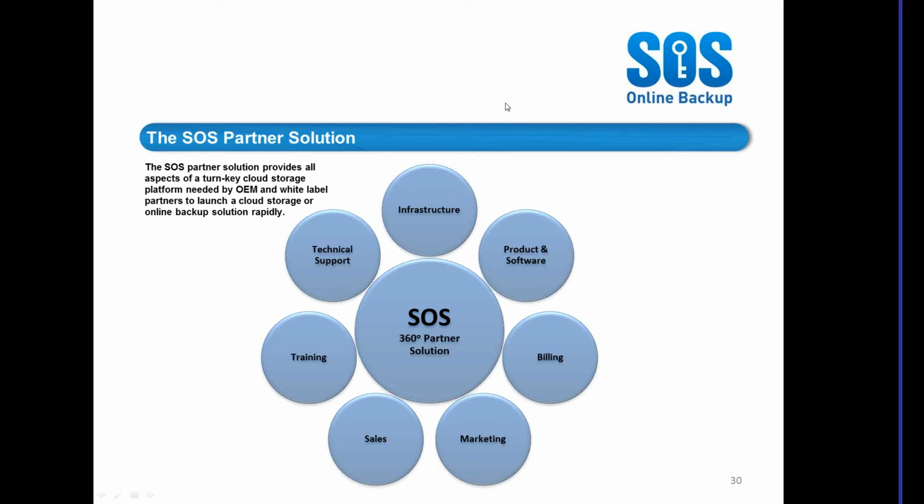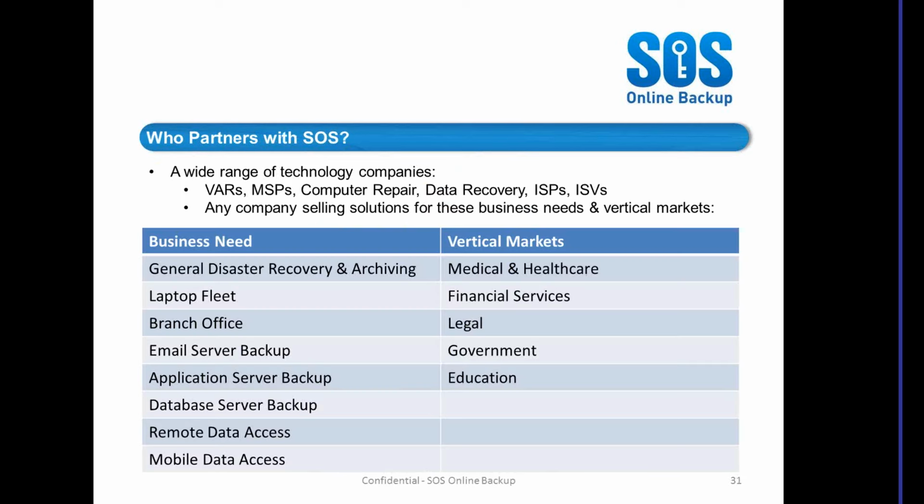The question we often get is, who should I sell this to? So this is a distillation of where we see our partners have the most success. So from a target market standpoint, the medical industries are very rich markets because of the HIPAA regulations. Financial services are a very rich market because of the Sarbanes-Oxley regulations. And then legal, government, and education are all very rich markets to sell into as well.